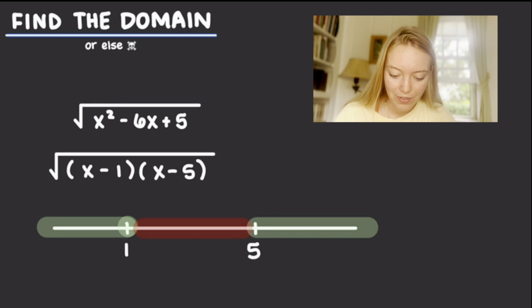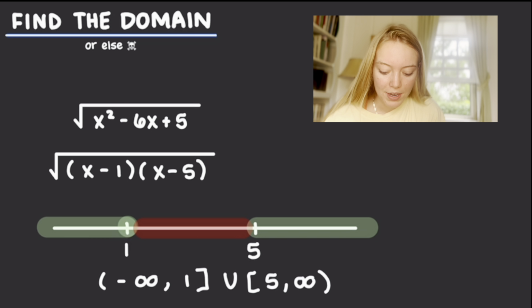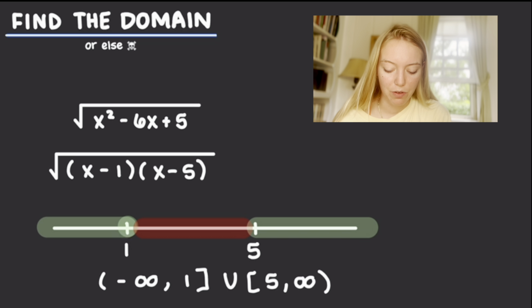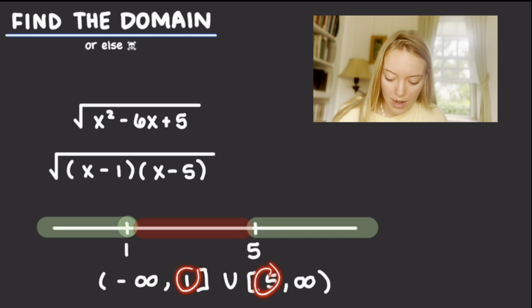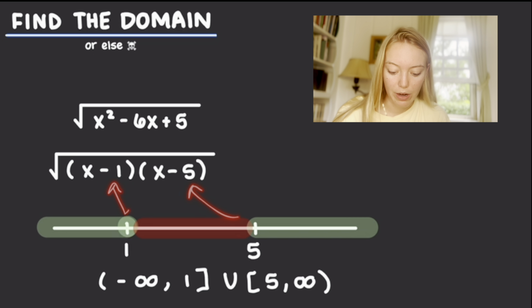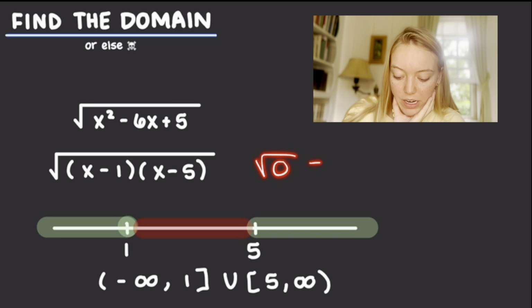It's just 0. So our answer for this one is going to be -∞ to 1 and then 5 to infinity. And they're going to be closed brackets, because we can have 1 and 5 in the square root, since that would just make the square root 0, which is equal to 0.